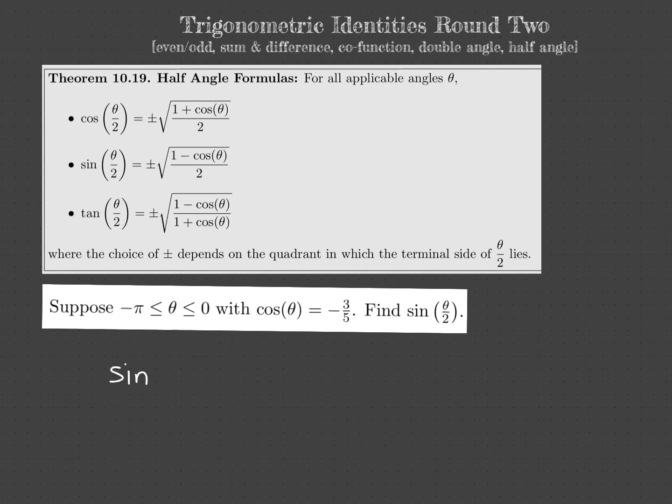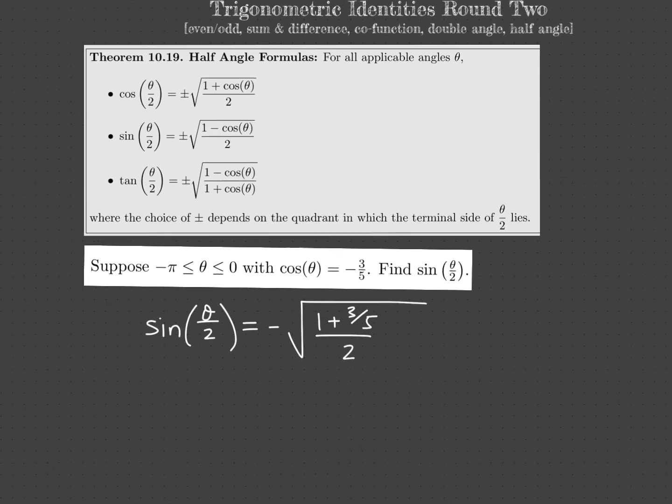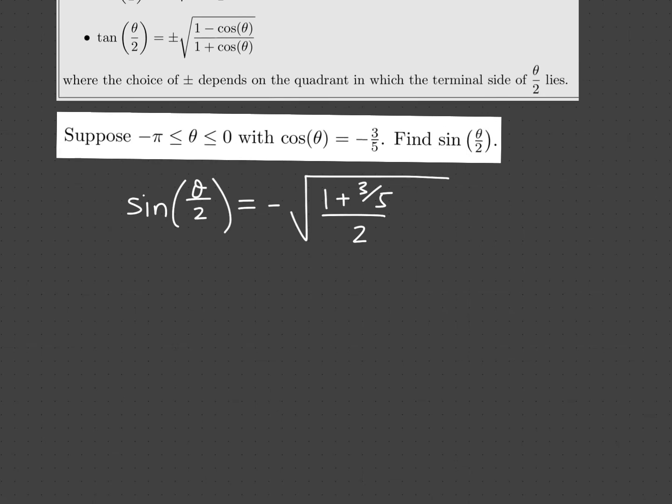So we'll use our formula for the half angle of sine, and we'll have negative the square root of 1 minus the cosine of theta. The cosine of theta is negative 3/5, so it'll be 1 plus 3/5, and then divided by 2. Then let's simplify in here. So we'll have negative, then it's 5/5 plus 3/5, which is 8/5. Dividing by 2 means multiplying by 1/2. And when we simplify here, this 8 over 2 can be simplified to 4 over 1, so we'll have negative the square root of 4/5.